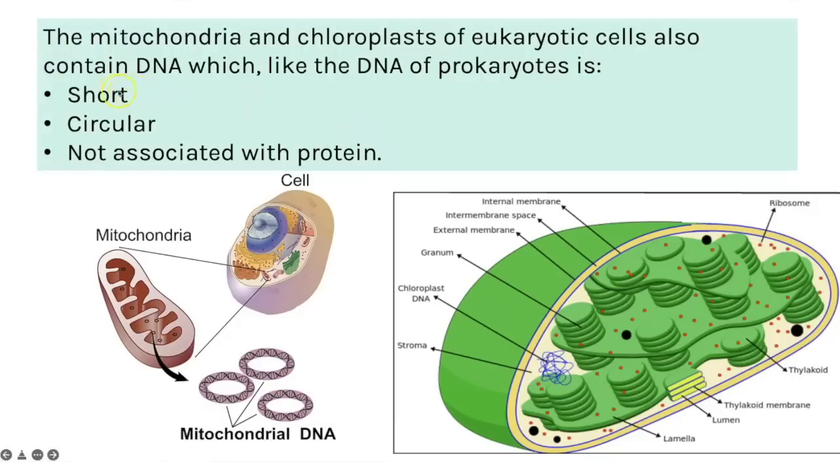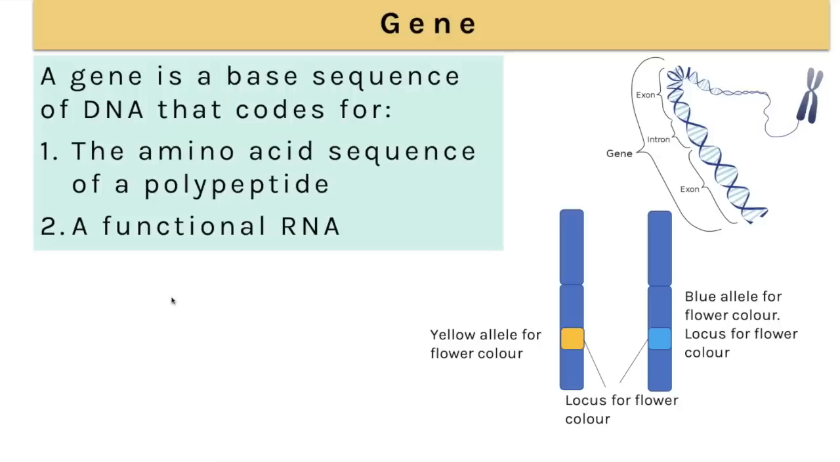So the similarities are they are both short sequences of DNA, they are both circular, and neither of them are wrapped around histone proteins. So that then takes us on to looking at what a gene is. And a gene is a sequence of DNA, and it codes for the amino acid sequence for a particular polypeptide and also a functional RNA. So it codes for an mRNA molecule.